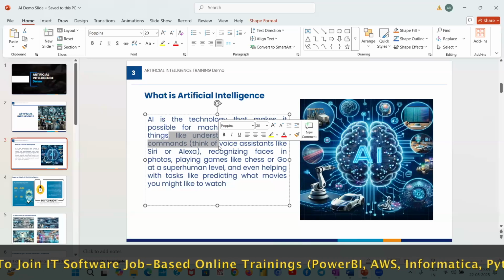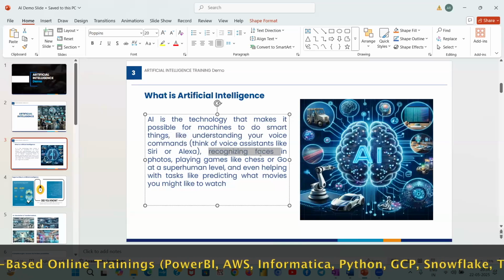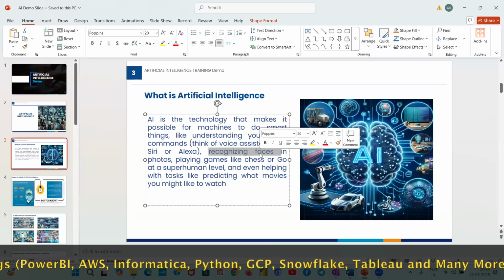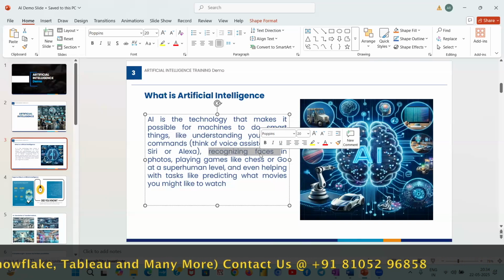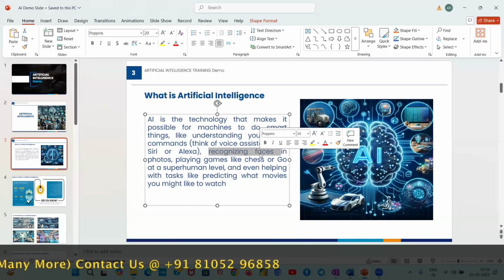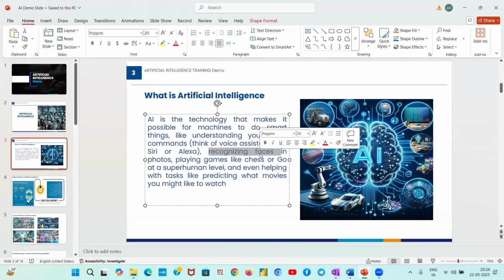Like that, so many things. Recognizing faces, hopefully you have seen that nowadays we are not showing ID cards in companies to enter, right or not? To get your attendance, you show your face as recognition. A face recognition system is applied for attendance. So what are all these things? Perfect live examples of AI applications.